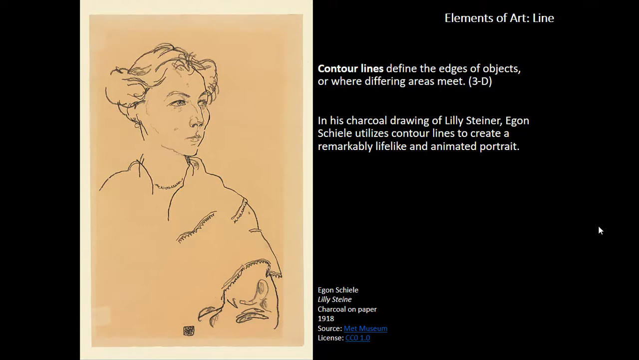Contour lines define the edges of objects, or where differing areas meet, as in three-dimensional artwork. Our focus this week was on contour lines on Monday and Tuesday. In his charcoal drawing of Lily Steiner, Egon Schiele utilizes contour lines to create a remarkably lifelike and animated portrait. This is charcoal on paper, 1918.